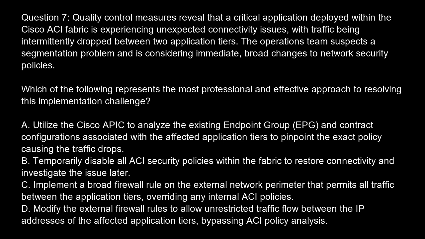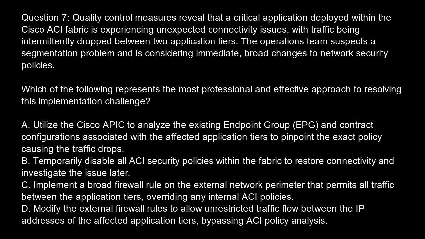Option A. Utilize the Cisco APIC to analyze the existing endpoint group, EPG, and contract configurations associated with the affected application tiers to pinpoint the exact policy causing the traffic drops. Option B. Temporarily disable all ACI security policies within the fabric to restore connectivity and investigate the issue later. Option C. Implement a broad firewall rule on the external network perimeter that permits all traffic between the application tiers, overriding any internal ACI policies.